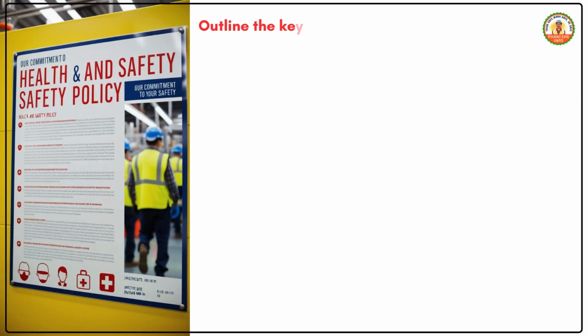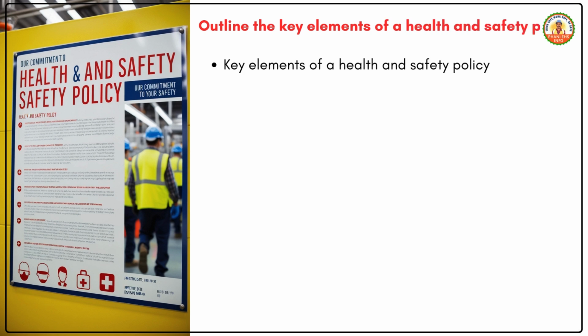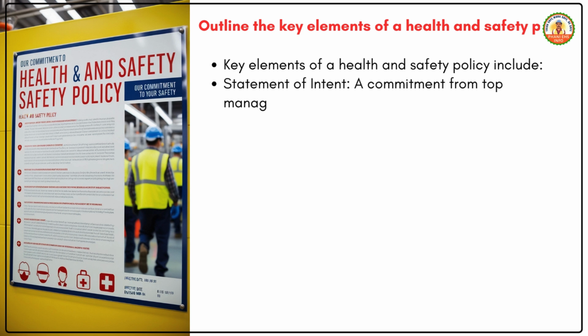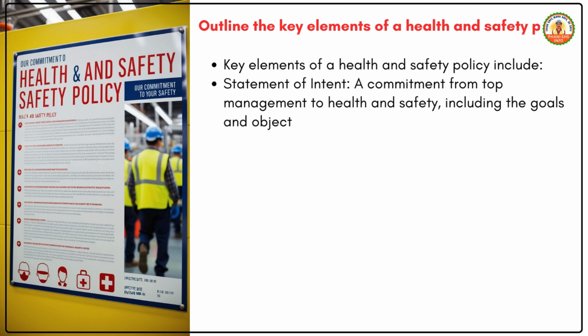Outline the key elements of a health and safety policy. Key elements of a health and safety policy include: statement of intent, a commitment from top management to health and safety, including the goals and objectives of the policy.